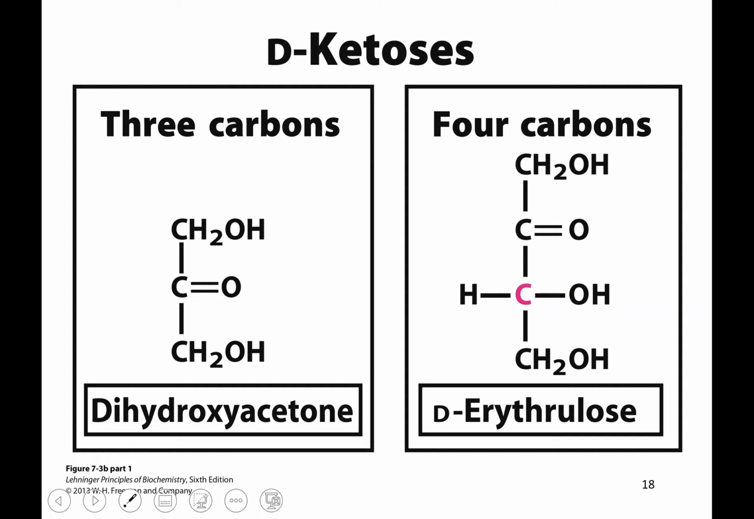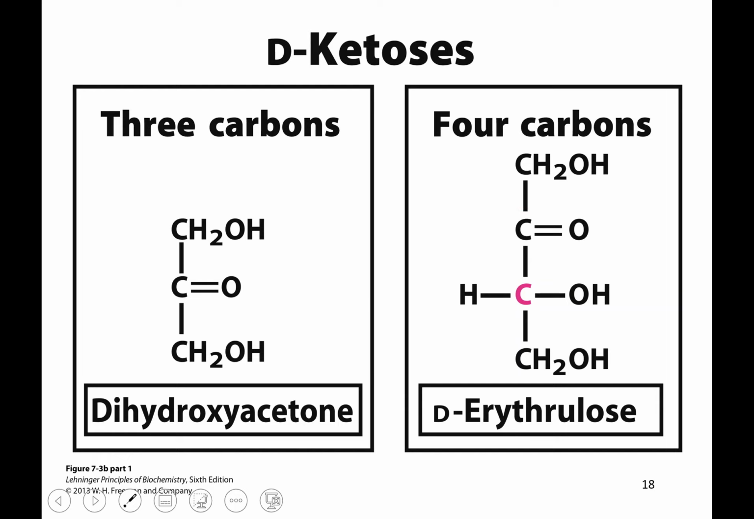Now let's go through and look at the same structures, but the ketose forms of these. Okay, so for 3 carbons, now we have, instead of an aldehyde group with the carbonyl at the end, a carbonyl in the middle, and that's the ketone functional group, so that's why we call these ketoses. So for 3 carbons, that would be dihydroxyacetone.